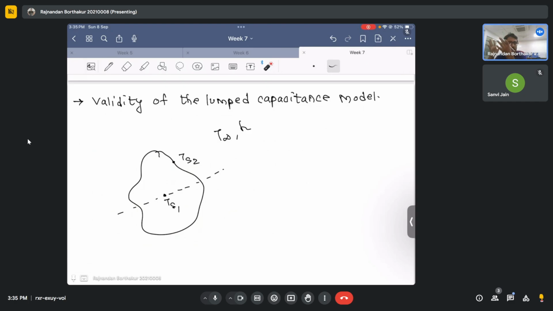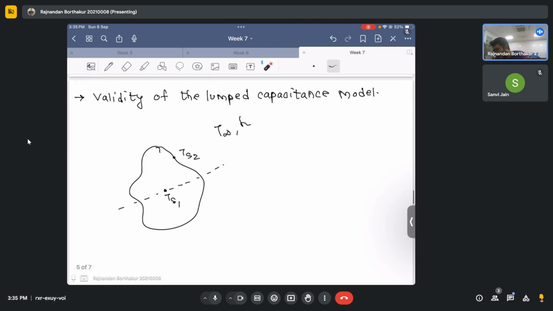So the validity of this lump capacitance model is better understood if I now compare the fluxes of this body, that is the conduction flux that is coming out of this body and the convection flux that goes out of this body at steady state. So what I can write is, let's say at steady state.